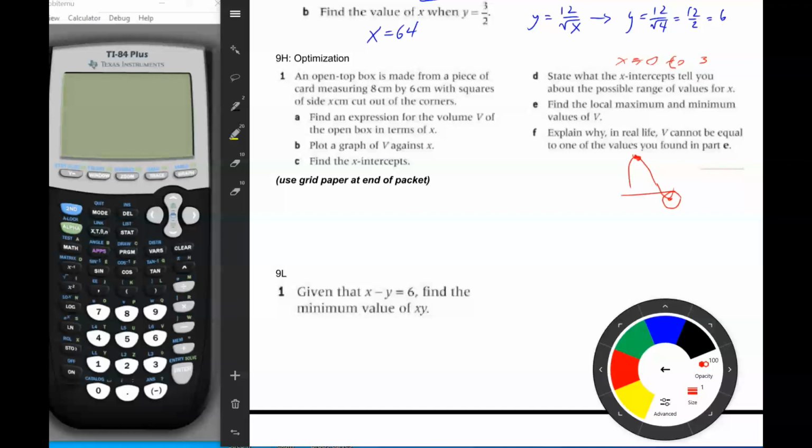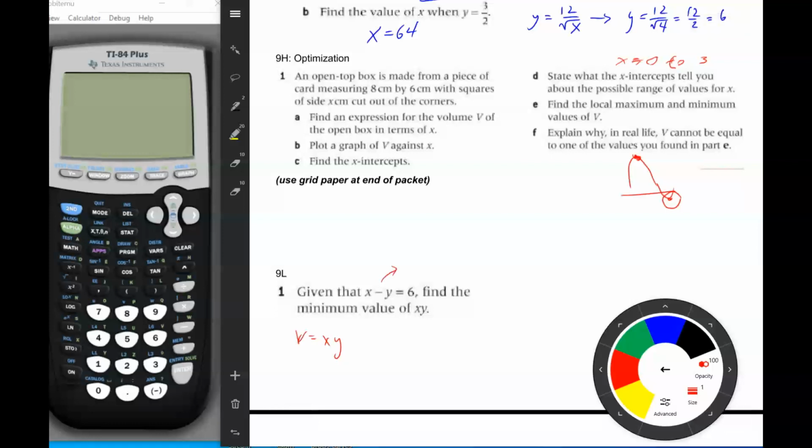All right, let's do 9L and finish up this page. Given that x minus y equals 6, find the minimum value of xy. Okay, so let's say that our value is equal to xy, and we want to see when v is greatest. Now, we have the added constraint equation that x minus y equals 6.